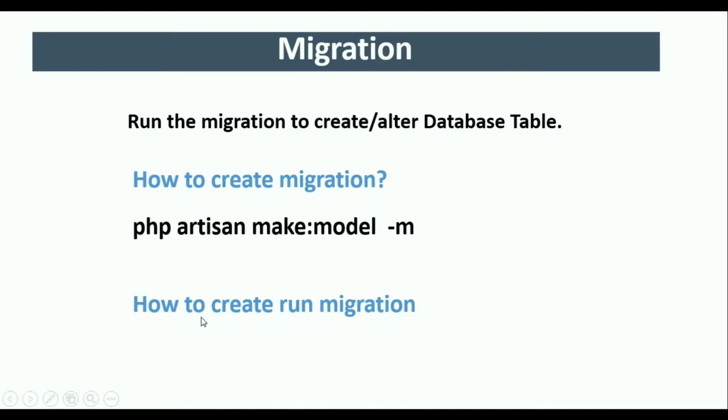Next is how to run this migration. To run the migration, you have to write php artisan migrate:refresh. Whatever migrations are there, it will run them. A migration is basically a class file by which we can manipulate or manage your database table physically in your database, so you do not have to go to the database server physically.